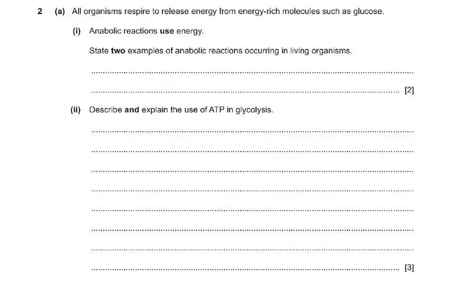Now, coming to question number 2: all organisms aspire to release energy from energy-rich molecules such as glucose. Anabolic reactions use energy. Anabolic, this is not anaerobic. State 2 examples of anabolic reactions occurring in living organisms. Well, of course, anabolic means putting monomers into a polymer, so DNA replication, or you can say transcription even, or to build up a protein. So you could have said putting the nucleotides together to make DNA, so it's DNA replication, because it stated 2 examples.